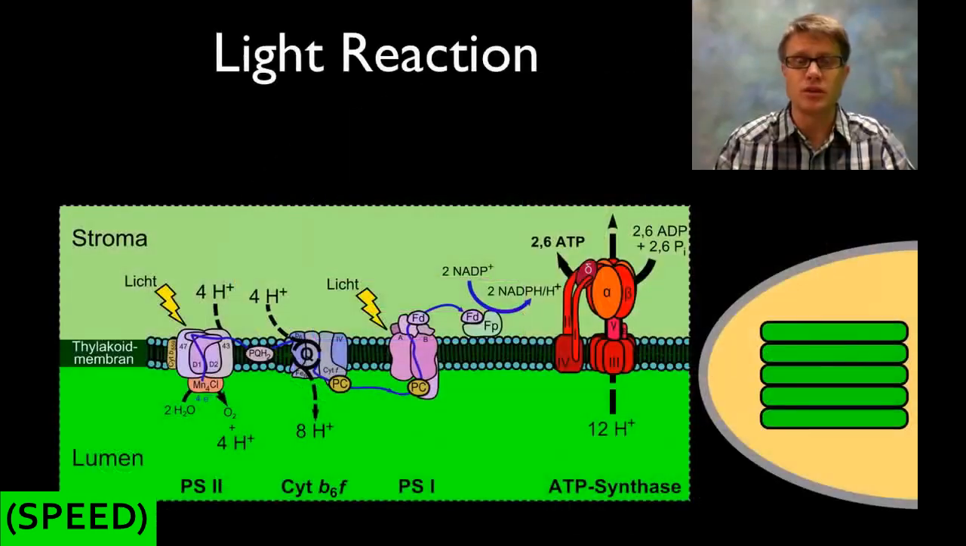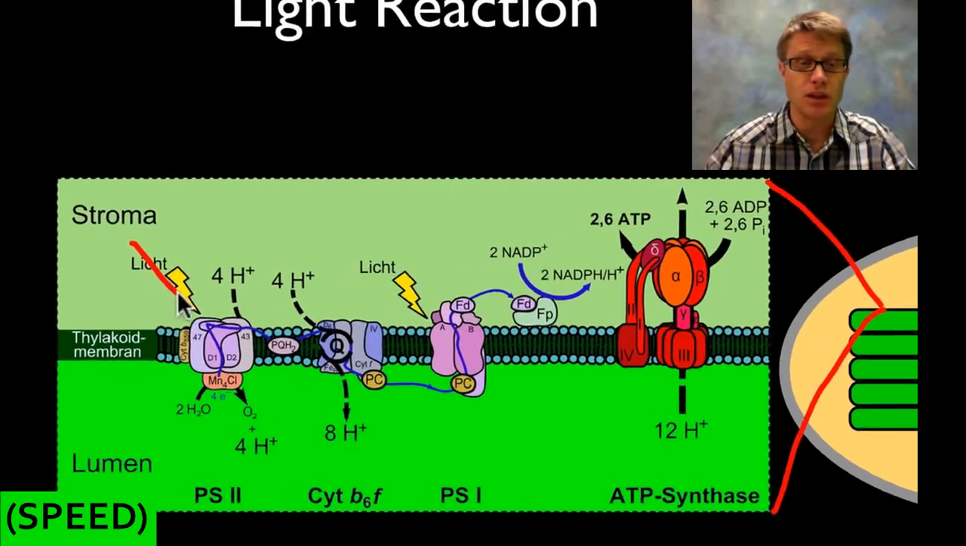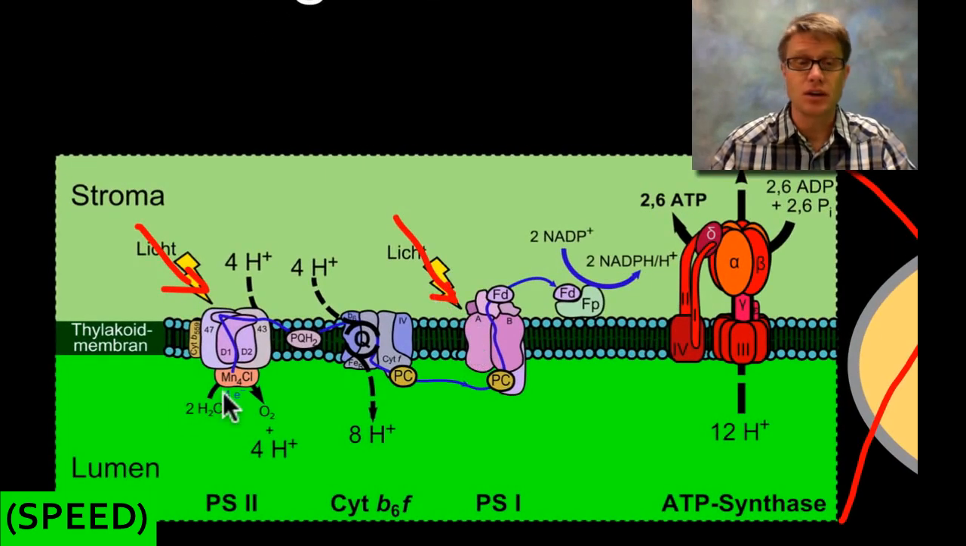But now let's dig in a little bit deeper and talk about the light reaction. Okay, so where are we? We're in the thylakoid membrane, so we're in this membrane right here. If we were to zoom into that membrane, that's what this diagram is. Okay, so what are the two things coming in? Well, the first one's going to be light. So light's coming in here, light's coming in here. What's the next thing that we're going to have coming in? And that's going to be water.